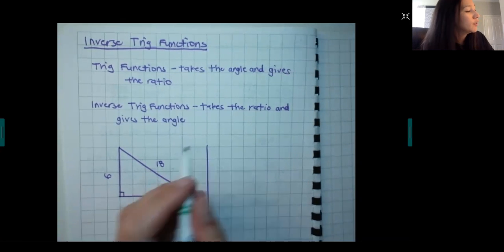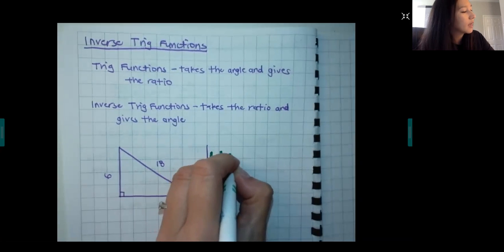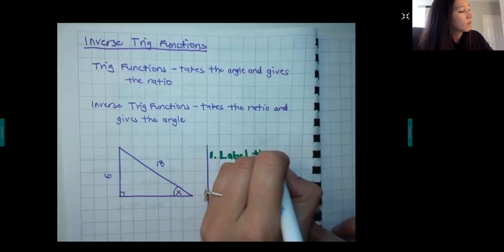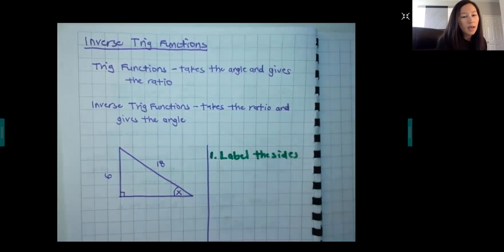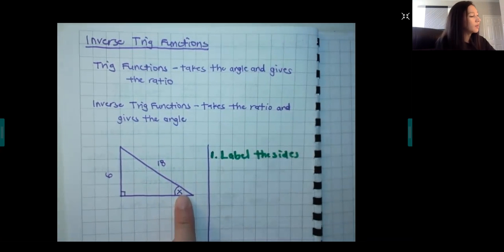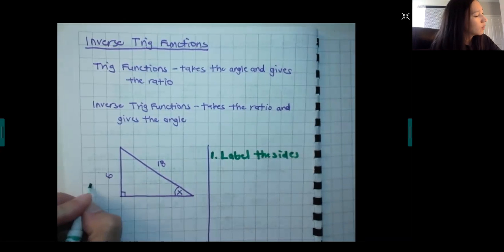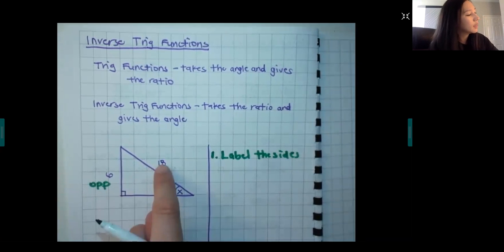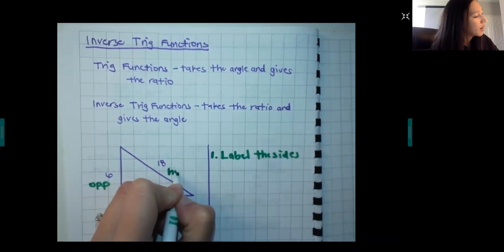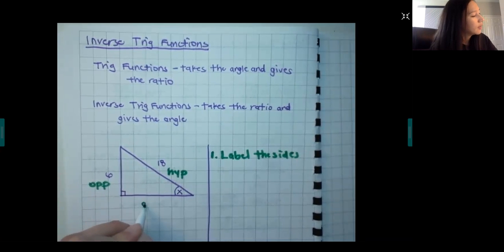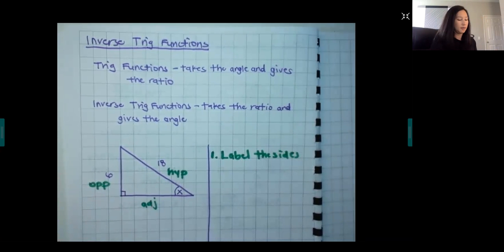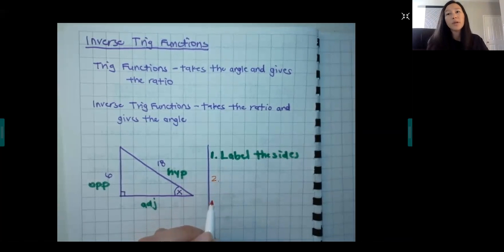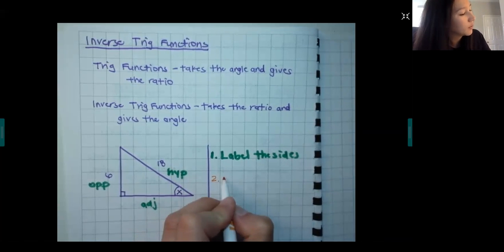Okay, so the first thing we want to do, like we've been doing, is label the sides. And so here's our reference angle. So the side over here, the 6, would be our opposite side. And then 18 is across from our 90-degree angle, so that would be our hypotenuse. And then this side down here would be our adjacent side. So far, nothing new. Next, we need to determine which trig ratio to use and write the ratio.